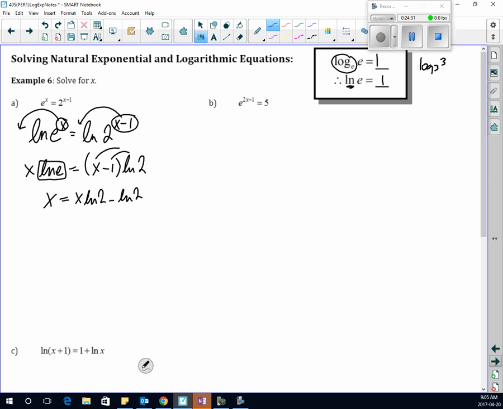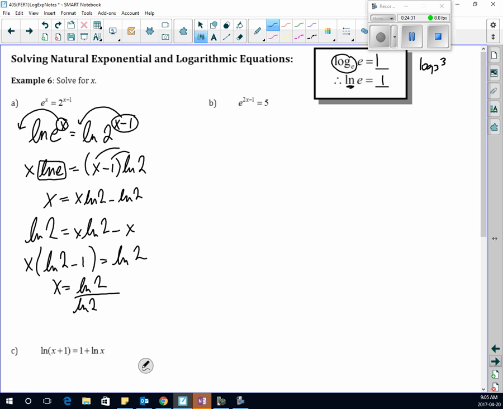What's the next step? X is on one side. Oh, you know what? I'm going to move it the other way because then I have more positives. So ln 2 equals x ln 2 minus x. You don't have to. It's just easier to punch in your calculator, right? So I'm going to factor out the x. So x bracket ln 2 minus 1 equals ln 2. So x equals ln 2 divided by ln 2 minus 1. Did I do that too fast? Okay, let's punch this in.